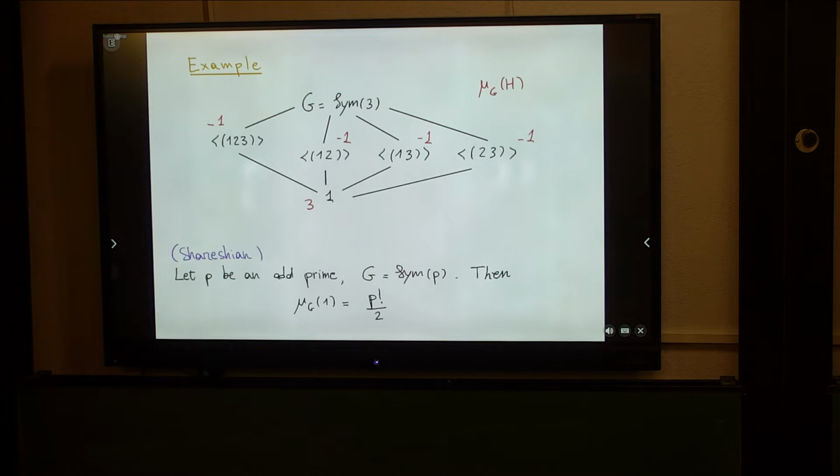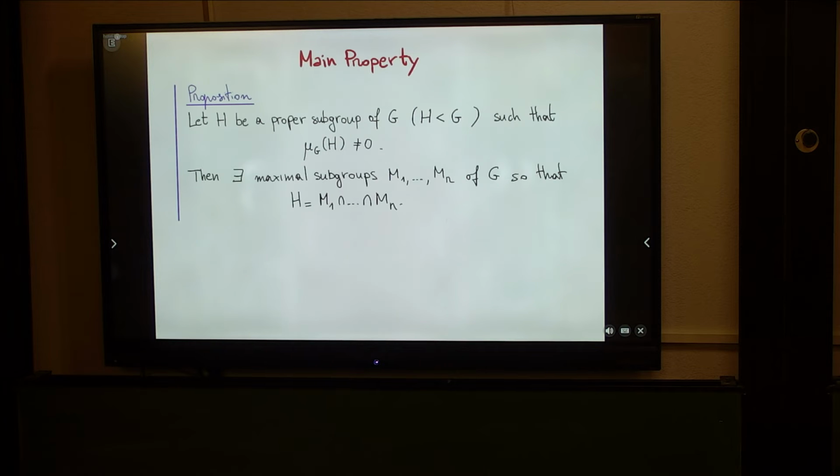As an example, John Shareshian computed that for the symmetric group of degree p, Sym(p), the value of the Möbius function at the trivial subgroup is p factorial over 2. This is an example. Also, I always present this property, which is not so difficult to prove, but it is very important.